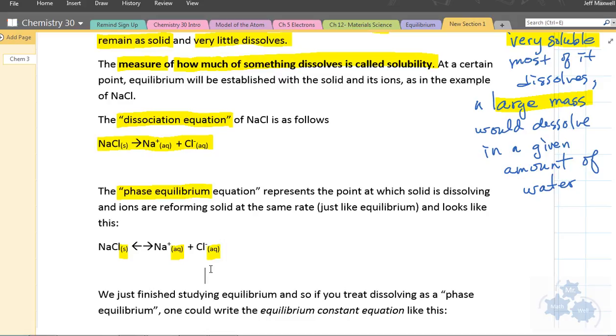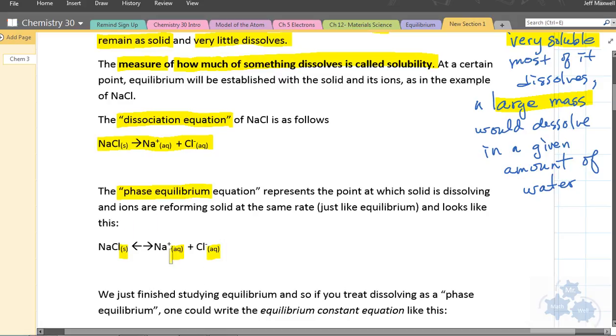Aqua, aqueous, basically means it's dissolved in water. So it wouldn't be appropriate to say solid and then Na plus liquid, because the ions are not really in liquid form. The ions are just simply kind of mixed up with the water, right, when we're talking about dissolving. So that's the difference there. But this is called a phase equilibrium, so you've got the double arrow there. And of course, if you think about a glass of water with some salt mixed in there, and you stir it up real good, all of a sudden, they seem to be all gone.